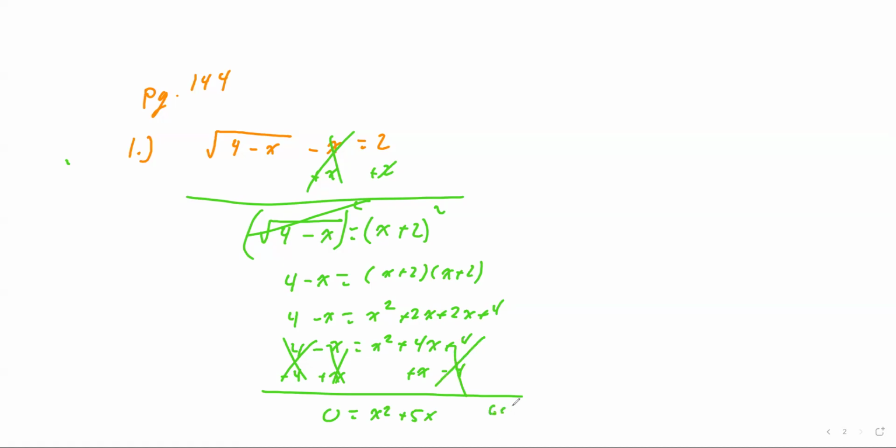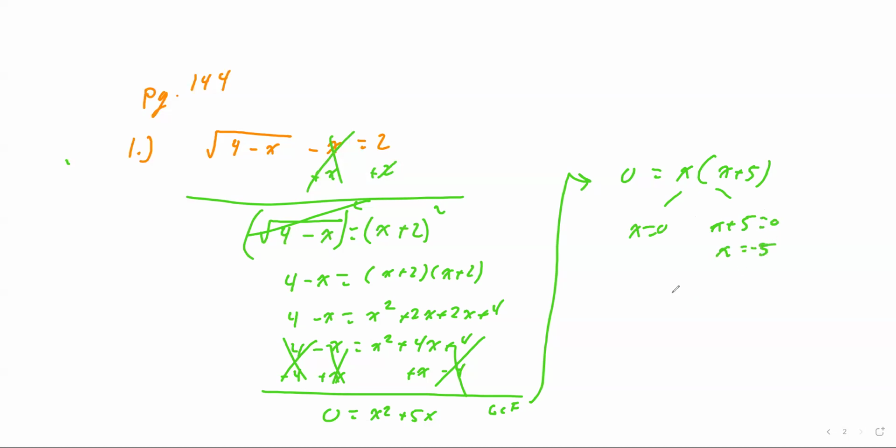I now see this as a greatest common factor situation. So this is now going to be 0 equals, I see that they have the greatest common factor of x. So therefore, I'm left with x plus 5. I'll set these both equal to 0. And therefore, this would be x equals negative 5. So I get x equals 0 and negative 5.